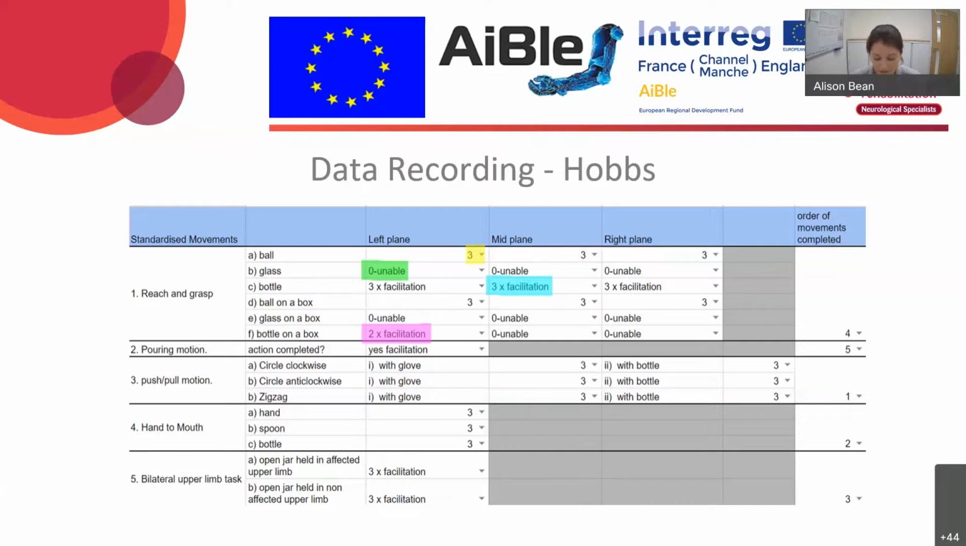Being linked to the glass, it's likely that this is because the range of extension needed to form a grasp around that object that had a larger diameter was too great for this patient to achieve. There are other movements where the patient could complete all 3 reps, but they needed facilitation, and that's shown in blue. And there are some movements where they needed facilitation and couldn't reach the maximum of 3 reps, which is in purple. And then you can see on the right-hand side here that we also recorded the order in which we completed the movements, and we rotated this between participants.